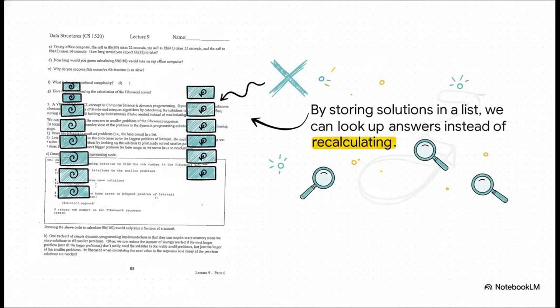This optimized code builds a list of answers from the bottom up. To find the 10th Fibonacci number, it first finds and stores the answers for 1, then 2, then 3, and so on. So when it needs a previous value, it doesn't have to set off that massive tree of calls. It just looks up the answer in its list. All that repeated work? Poof, it's gone.